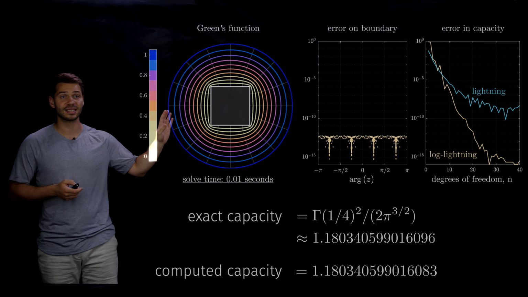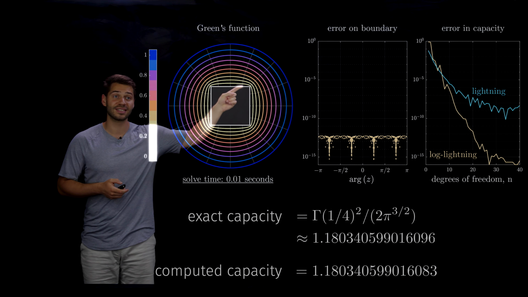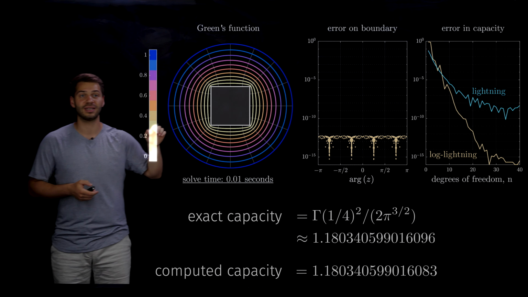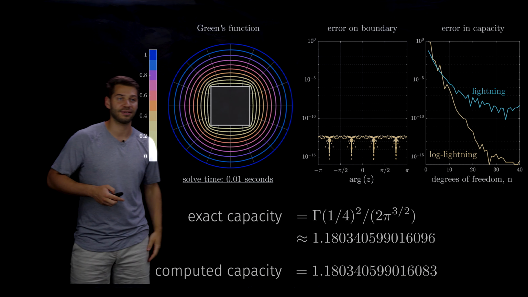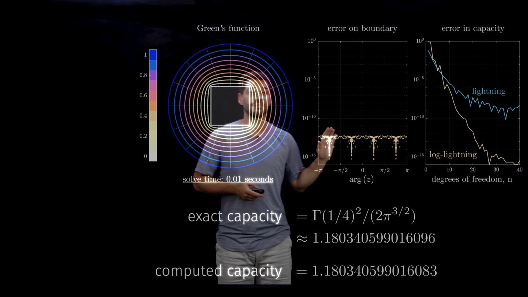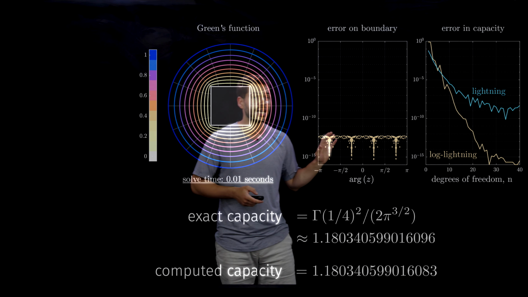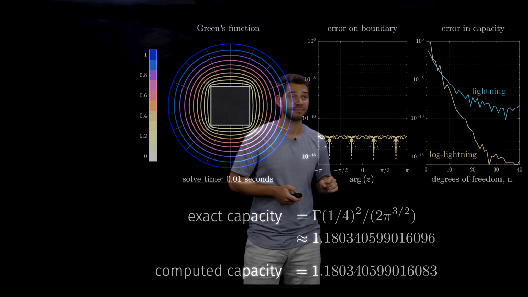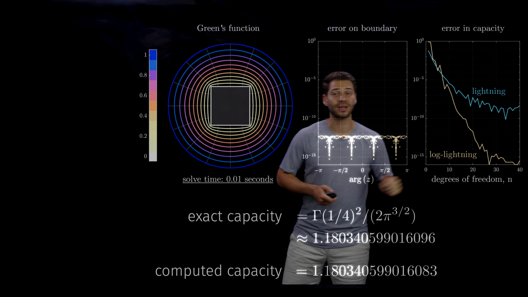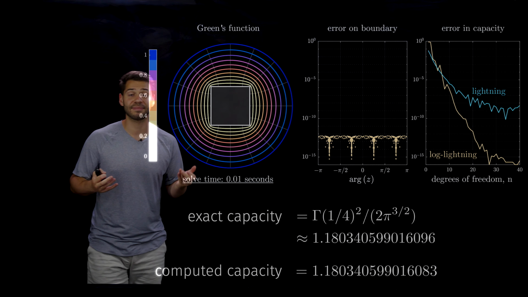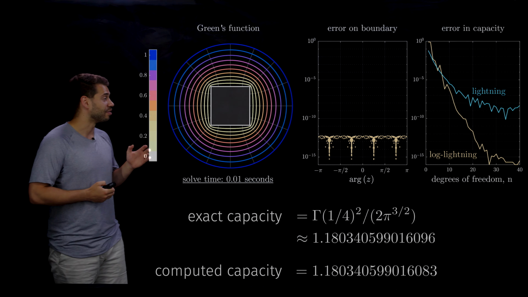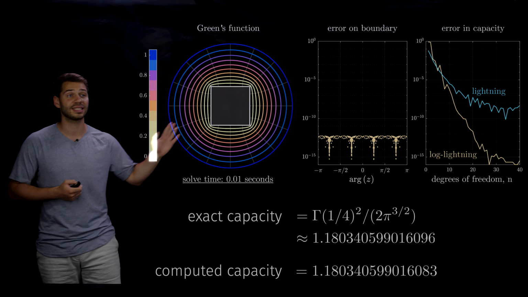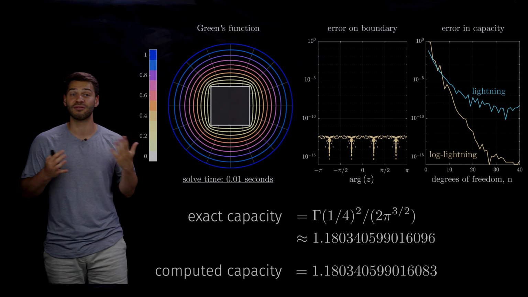Here I've illustrated the level lines of the Green's function, and the set E is, in all of these presentations, represented by the white boundary, and then the level lines are going up, you can see, as we go further out. The error on the boundary is around 10 to the minus 13, 10 to the minus 12, and it's very regular, and especially near the corners, the error decays almost to machine precision. And then in this final plot on the far right, we compare the convergence of the lightning and the log lightning solvers, and we see the almost exponential convergence of the log lightning solver borne out in this plot, whereas the lightning solver is merely root exponential.